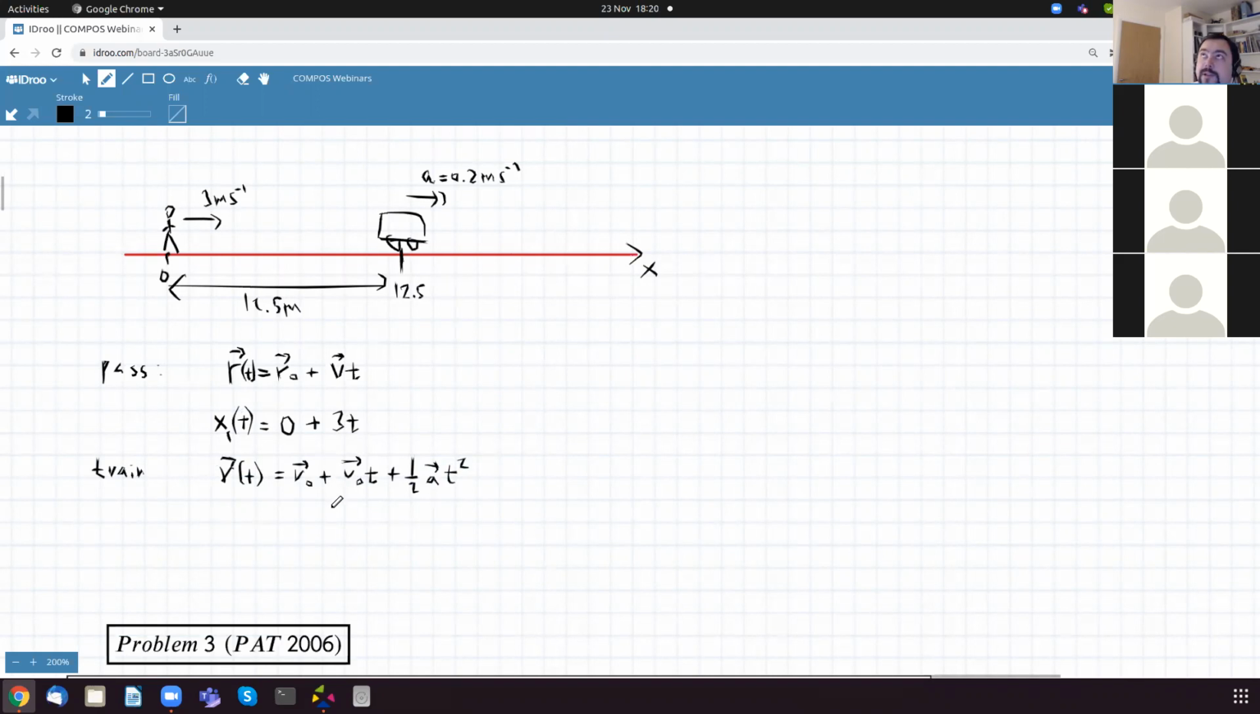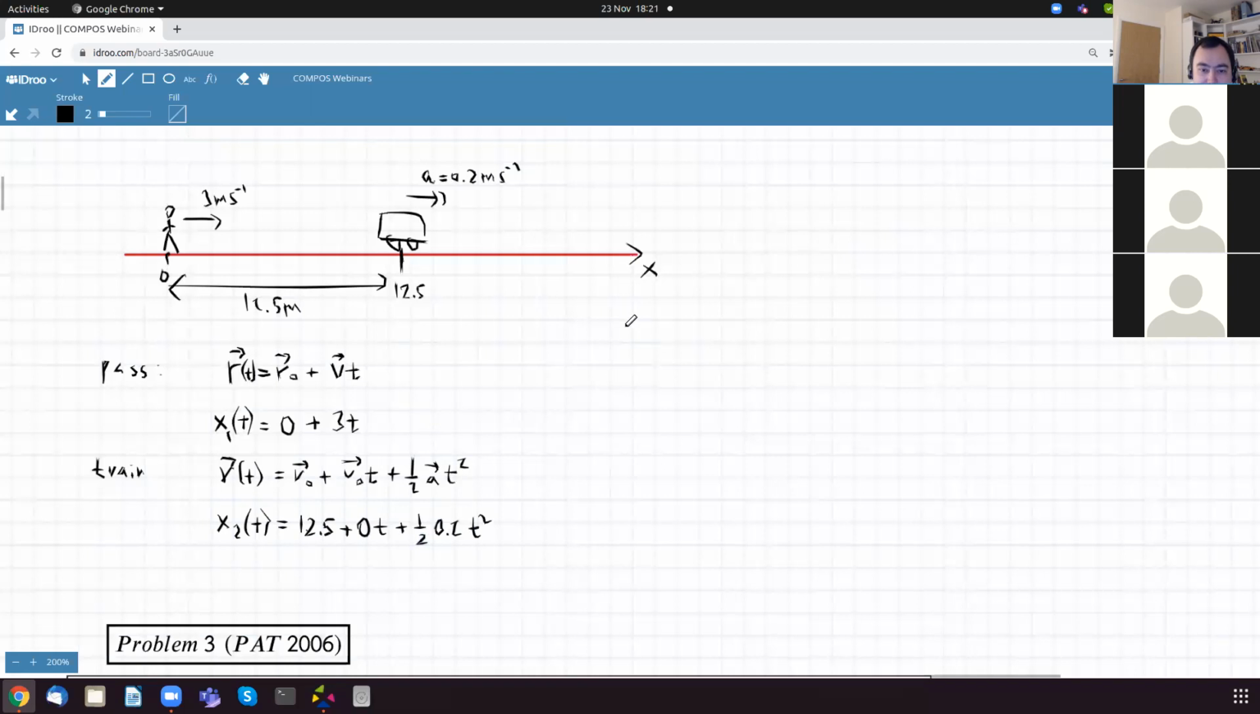Can you use calculus for this? Theoretically, you can, but I don't see why you would. It's much easier to do without calculus. So x2, the coordinate of the train at any moment in time, is the initial position of the train, which is 12.5, plus the initial velocity of the train, which is 0, times t, plus 1/2 times the acceleration, 0.2, multiplied by t squared.